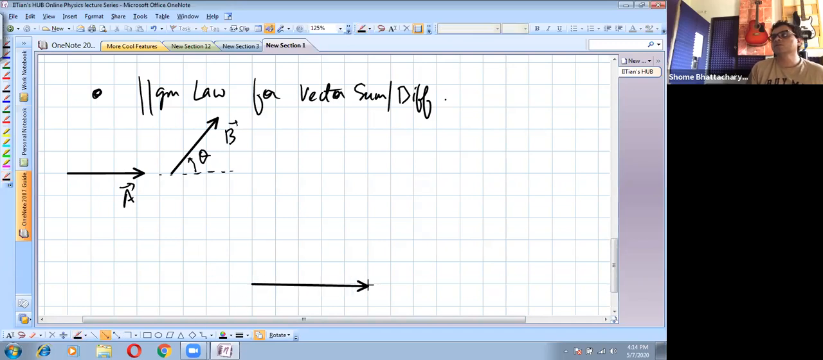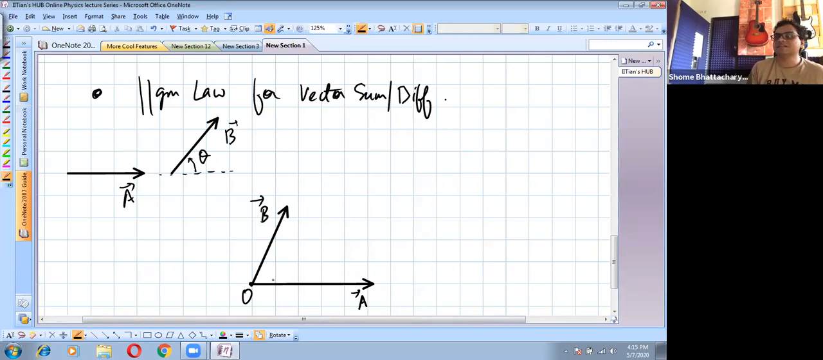Draw A and B coming out of the same origin. So this time, instead of drawing them one after the other, we draw them from the common origin. Basically, just pick up that vector A from there and place it on this origin. Similarly, pick up the vector B and place it on the same origin point over here. So that was the first step in this.